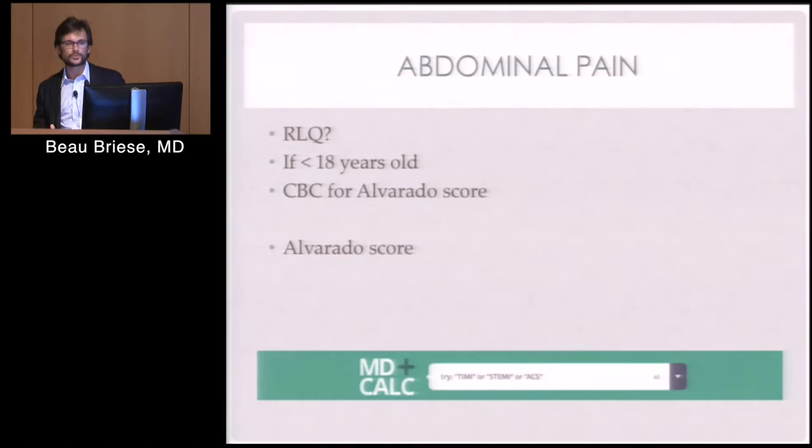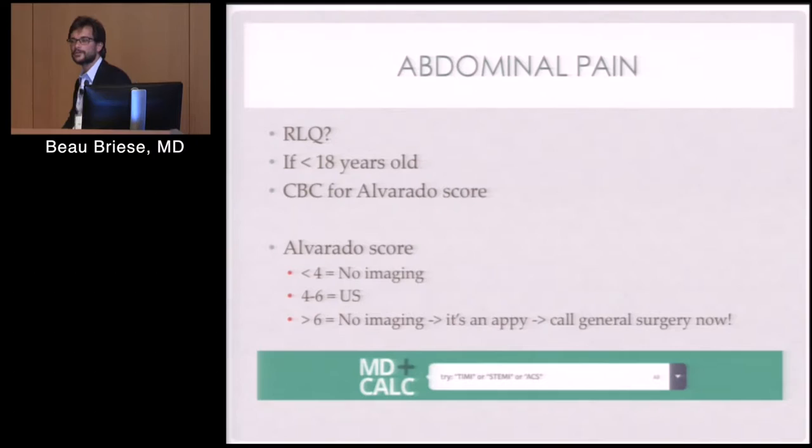If their score is 1 to 3, you don't get any imaging, and they don't have appendicitis. If it's 4 to 6, you get an ultrasound to look for the appendix. And if it's greater than 6, you don't do imaging. It's almost certainly an appy, and you call general surgery now. That's where that app comes in handy.